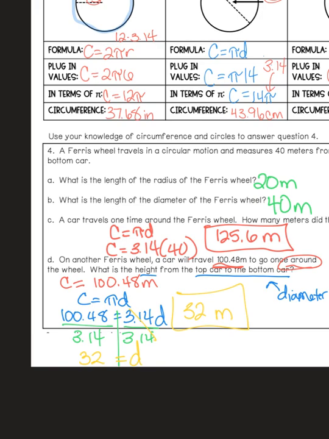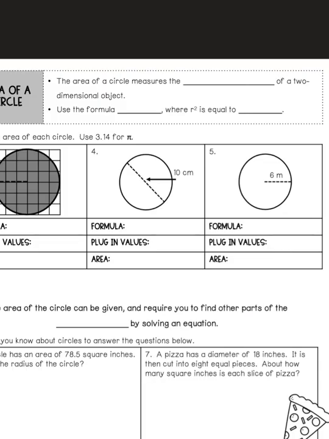Okay, now let's review our area. The area of a circle measures like the covering of a two-dimensional object. So I'm covering it up, okay? We're going to use the formula A equals pi r squared, where r squared is equal to r times r. That's not a decimal point, that's a multiplication dot.